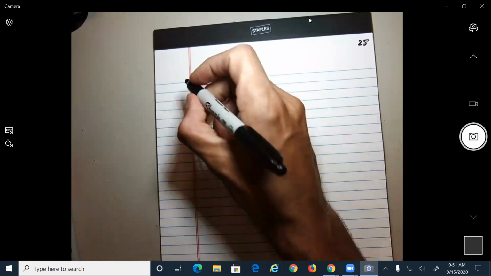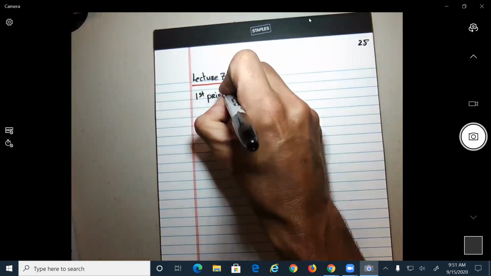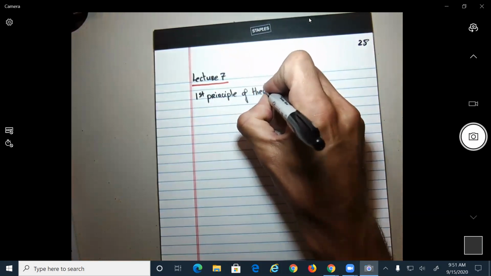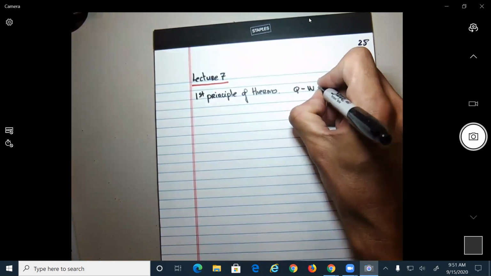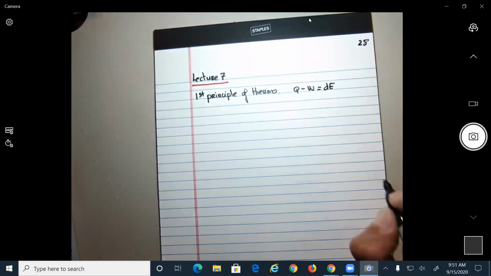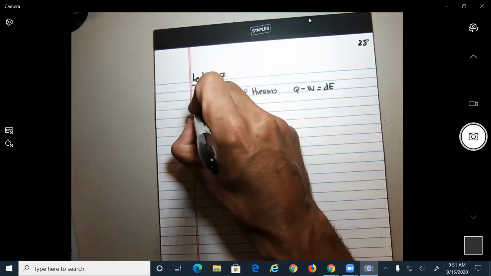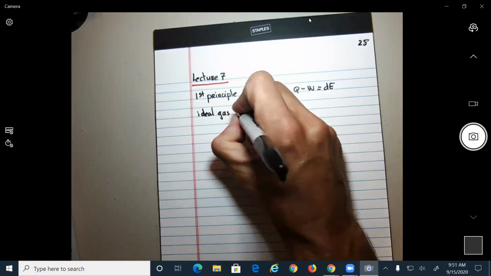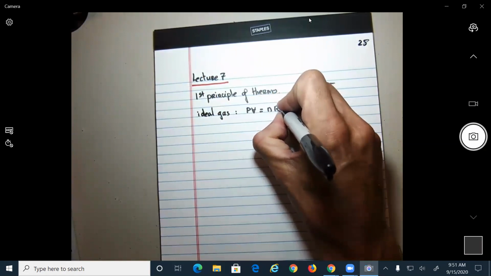The first one is always the first principle of thermodynamics, which we say is equal to what? Q minus work equal to change in energy. That's one equation we use, and the other one we use is the ideal gas relation, PV equals nRT.